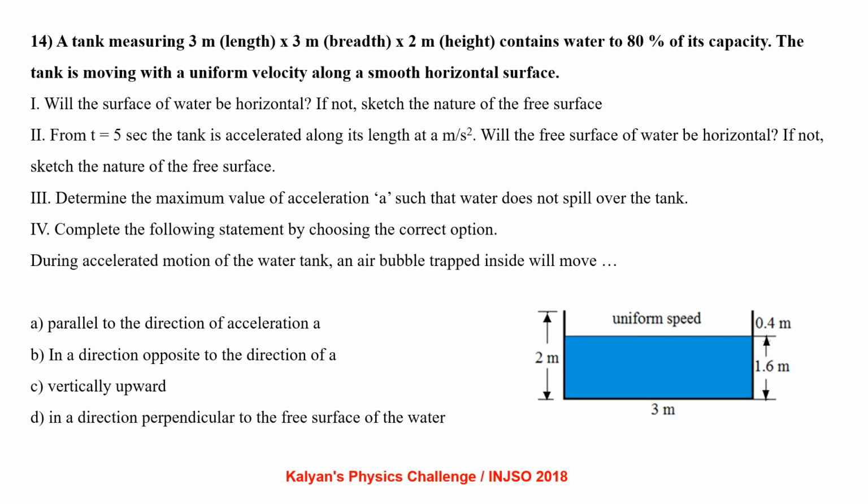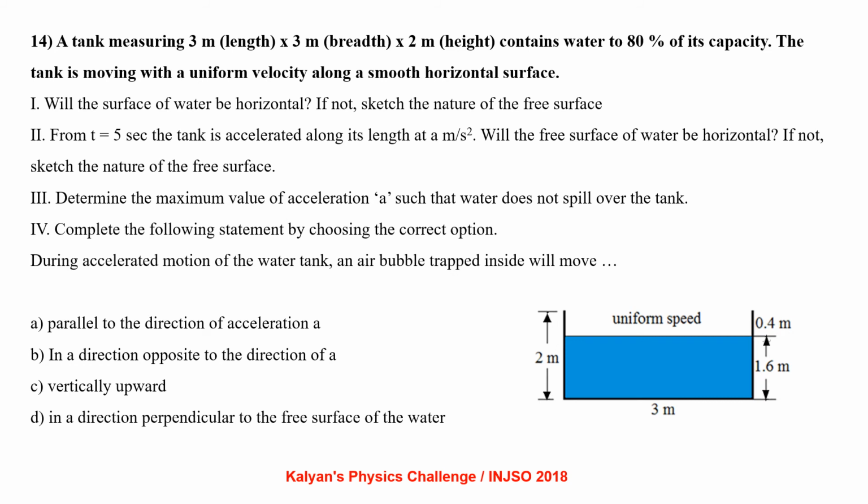A tank measuring 3 meter length, 3 meter breadth and 2 meter height contains water to 80% of its capacity. The tank is moving with a uniform velocity along a smooth horizontal surface. Will the surface of water be horizontal? If not, sketch the nature of the free surface.